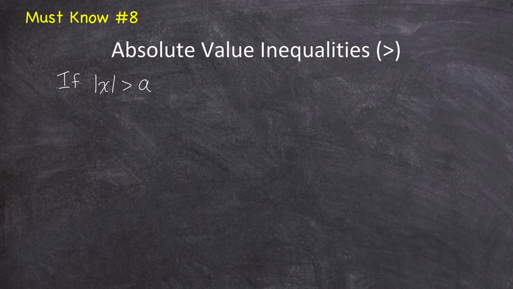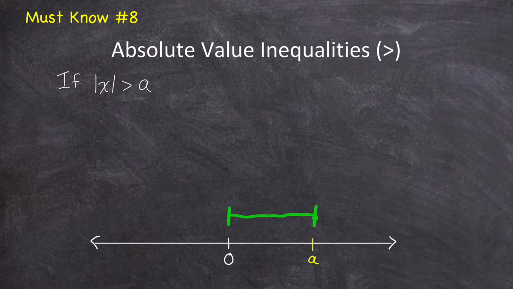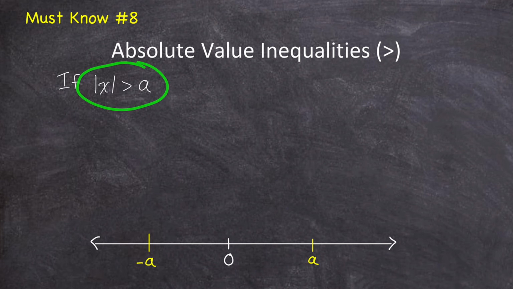Let me show you on a number line. A could stand for any constant, so I'll place it anywhere on the number line, and then I'll also show you where negative a would be. So if a's distance from 0 is that much, negative a would have that exact same distance from 0, but in the other direction. And what this inequality says is that the absolute value of x, so its distance from 0, has to be bigger than a.